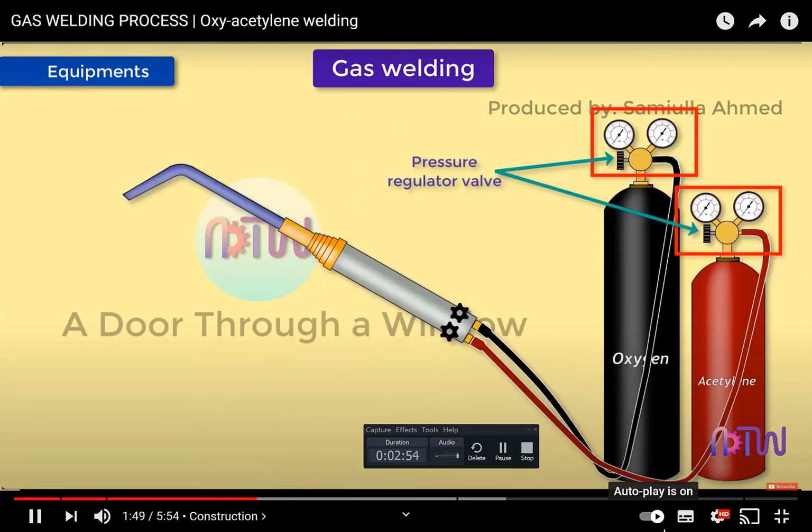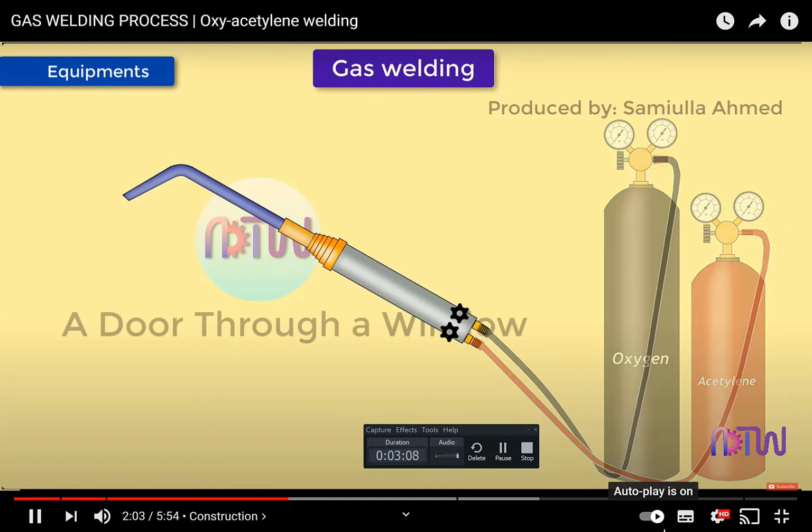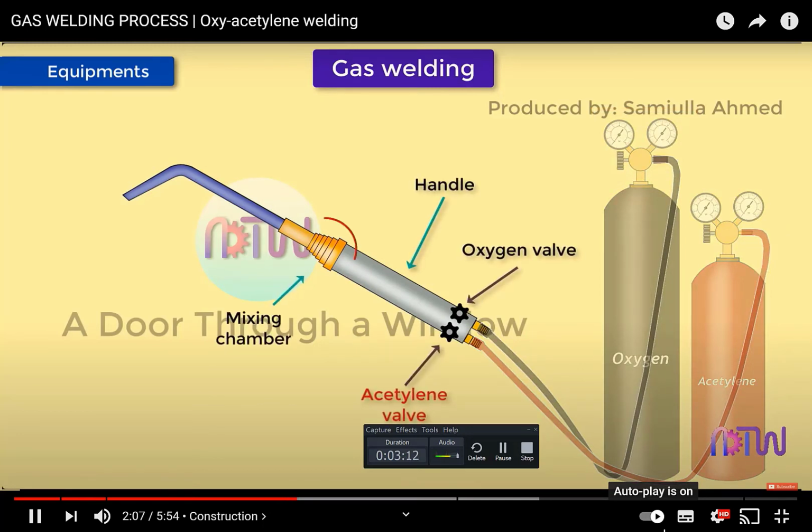Pressure regulators. For welding, the oxygen and acetylene are required at low pressure, but in the cylinders, they are filled in high pressure. So a pressure regulator is required to control the pressure of oxygen and acetylene before reaching the mixing chamber. Torch. The torch consists of the handle, oxygen and the fuel gas valves, and the mixing chamber. Inside the handle, there are tubes through which the oxygen and fuel gas flow.